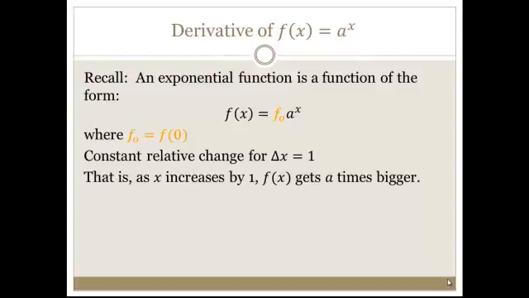Now, we want to compute the derivative of f of x. That is, we want to compute the derivative of f naught times a to the x. Since f naught is a constant, we can factor it out of the derivative to have f naught times the derivative of a to the x. What we still need to figure out is how to compute the derivative of a to the x.